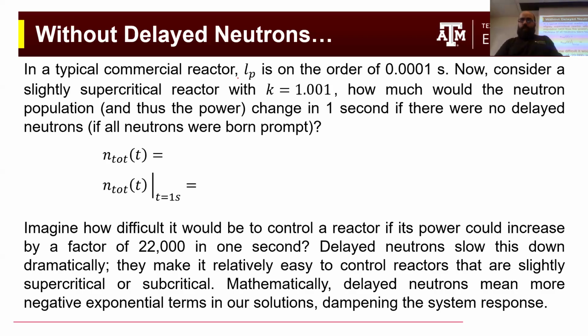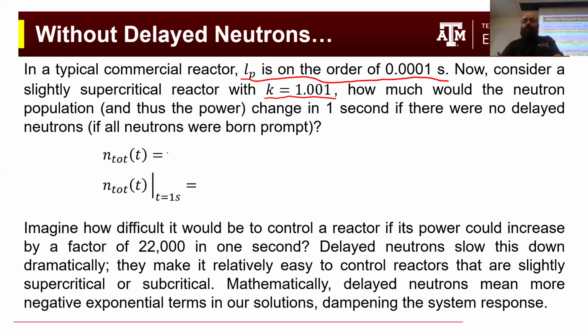In a commercial reactor, the prompt neutron lifetime is about 0.0001 seconds. And if our reactor is slightly supercritical, that means that our k is just barely above 1, like maybe 1.001. Then we can use what we've said so far to ask the question: how much is our population going to grow in 1 second? Or what's the population going to look like one second later?